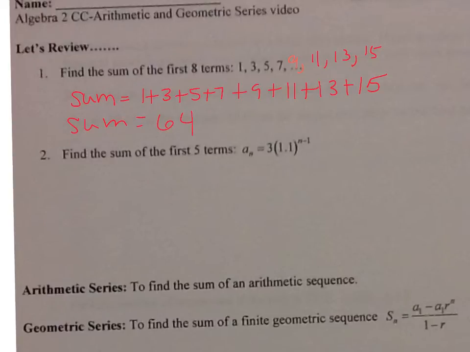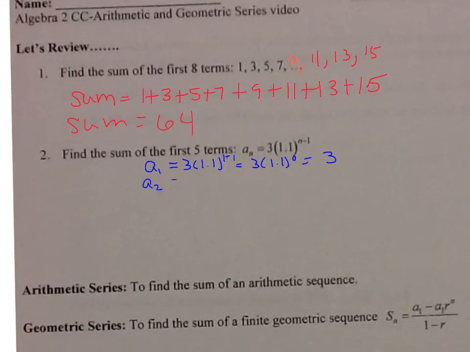Okay, find the sum of the first 5 terms. So I don't have my terms, I have a formula here: a sub n equals 3 times 1.1 raised to the n minus 1 power. I need the first 5 terms. I'm going to start with a sub 1, my first term. So it's 3 times 1.1 raised to the 1 minus 1 power, which is 0. So it's 3 times 1.1 to the 0 power, and that's equal to 3.